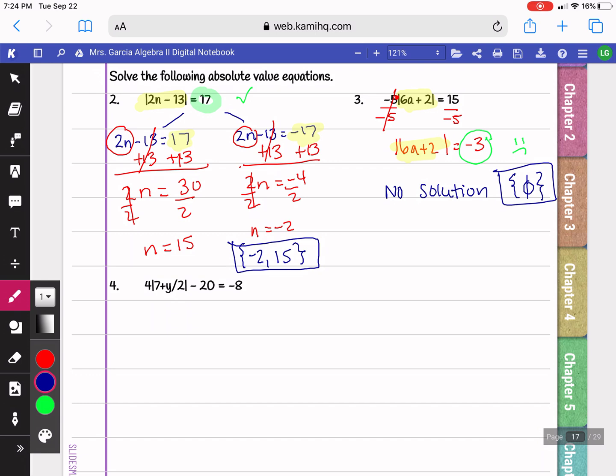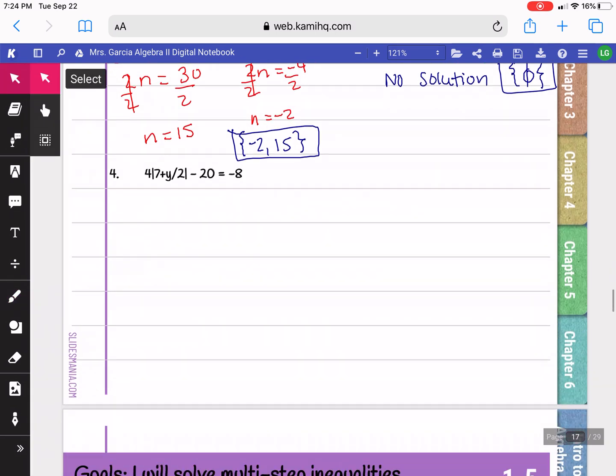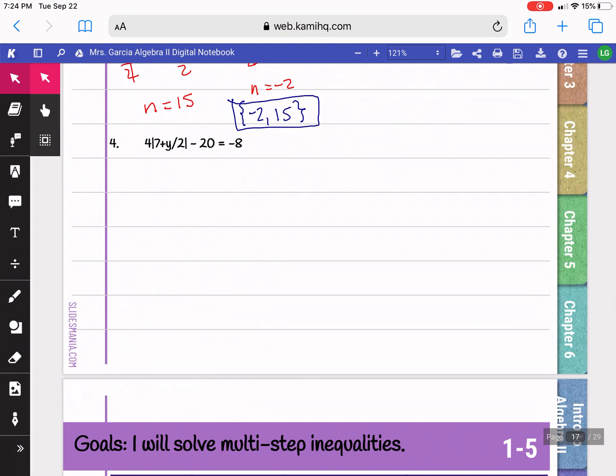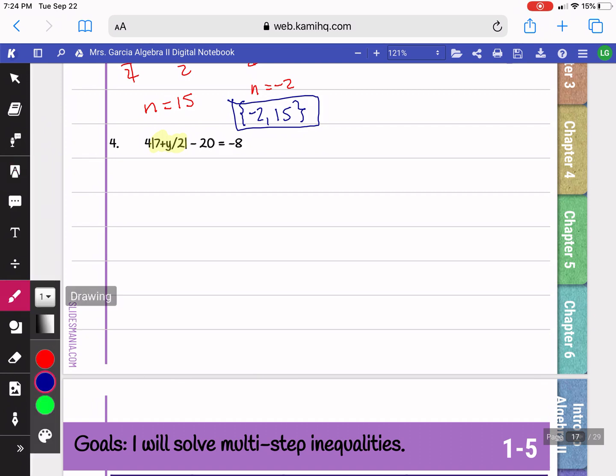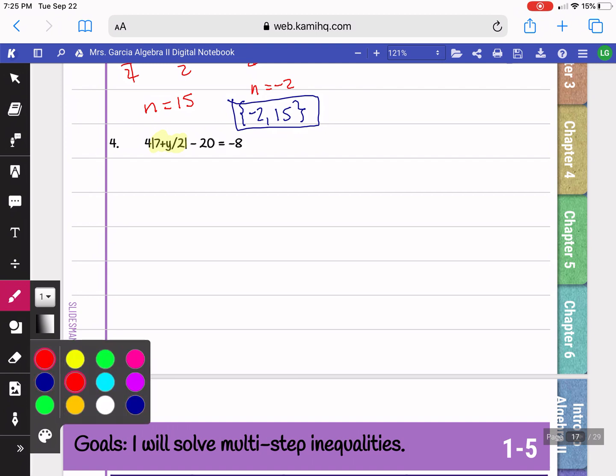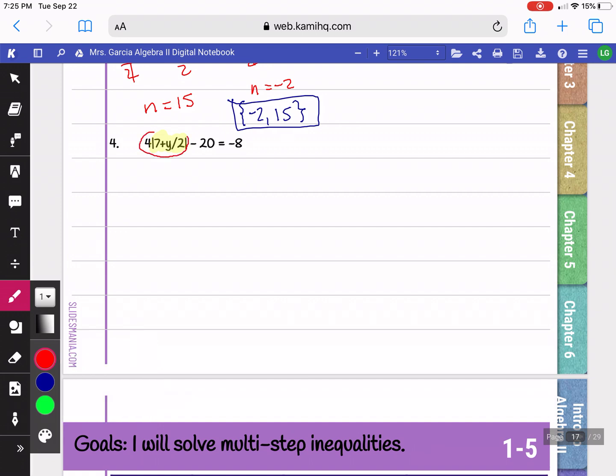Our last problem here, we want to isolate our absolute value. Right now, we need to get rid of the 4 and the 20. So I'm going to start moving stuff away. Again, absolute value is not parentheses, so don't distribute. Don't try to multiply that 4, because then you'll get the wrong answer. So right now, my absolute value is stuck to the 4. So my first step would be to get rid of -20 by doing +20.